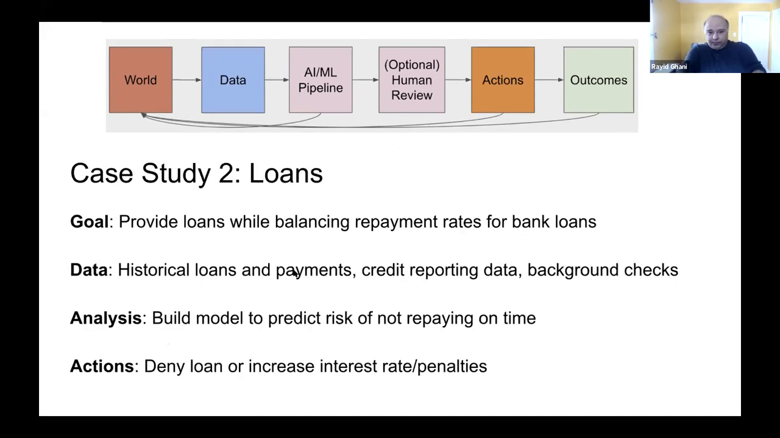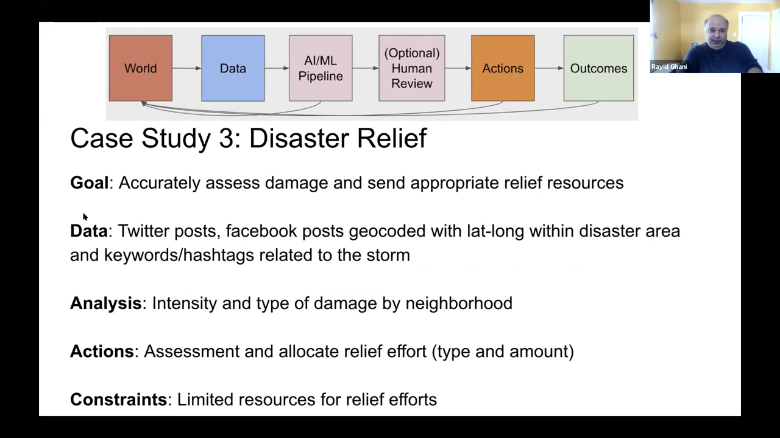So here's another, actually let's look at this one, which is a little more on the data side. This is again a common use case that a lot of people are exploring right now in different countries. Disaster relief agencies find it expensive to send people on the ground to figure out what's happening. So you've probably heard that people are trying to use social media data in addition to satellite imagery to accurately assess what damage has happened on the ground and what relief resources to send.